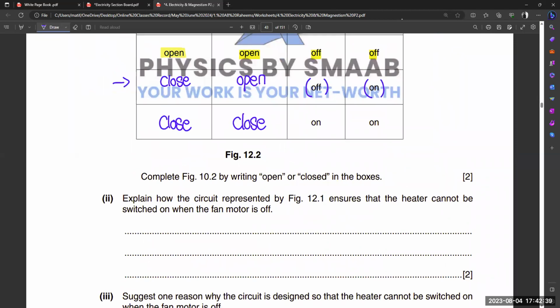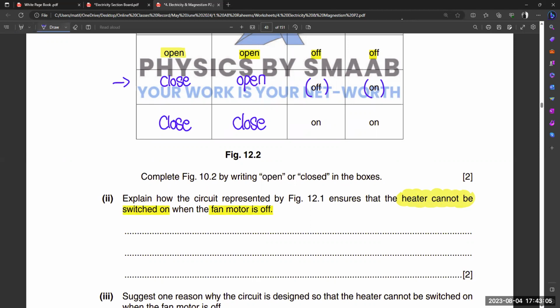Explain how the circuit represented by figure 12.1 ensures that the heater cannot be switched on when the fan motor is off. So now they are asking the same thing that we are talking about with the circuit. They are talking about ensuring that the heater cannot be switched on when the fan motor is off.